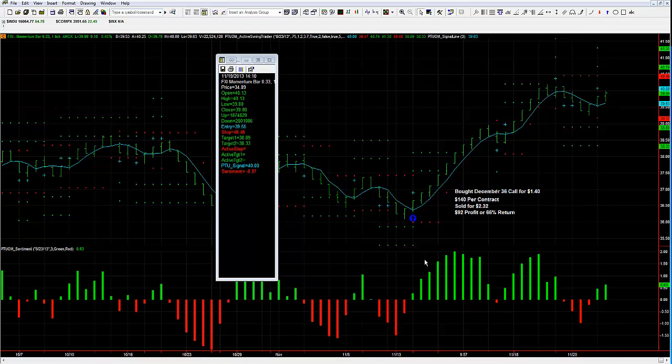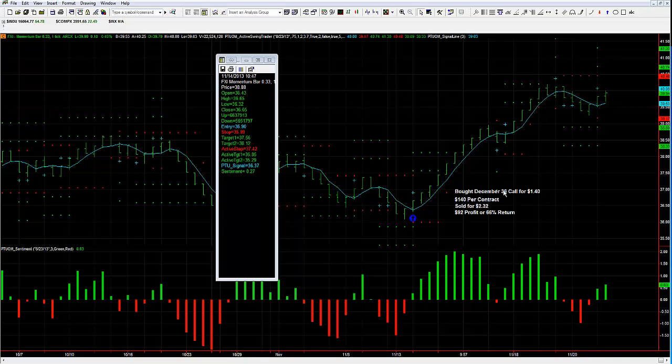FXI, it's an ETF that tracks the Chinese large caps. So again, another product that just gives us some really nice diversification with some global markets. We're taking a look at this long setup back here. Okay, we had an entry point at 36.90. Our full target was up at 38.12, which we did hit.